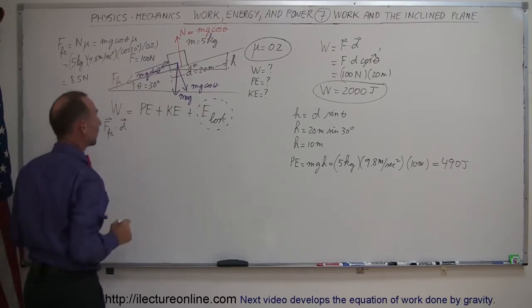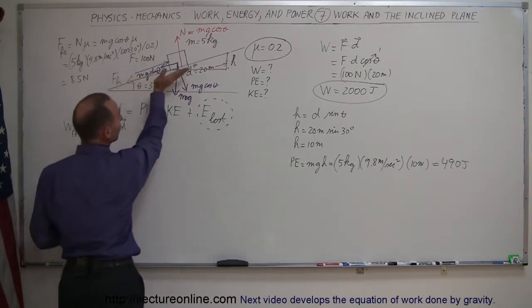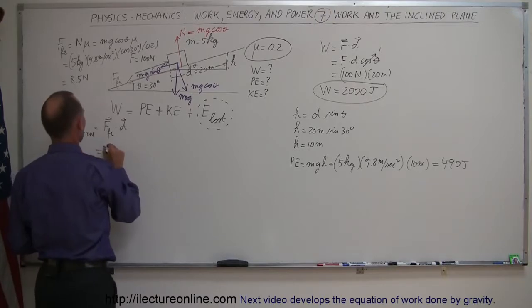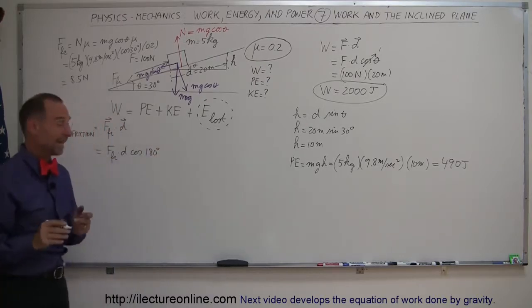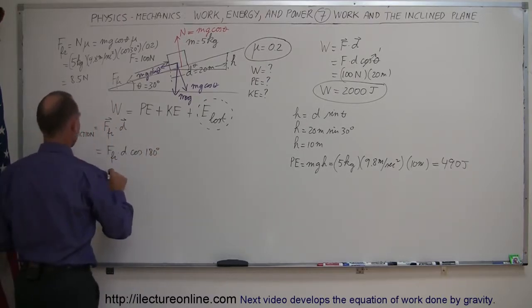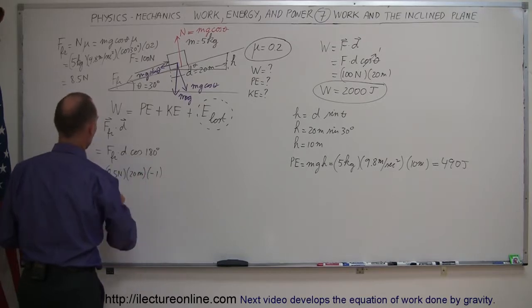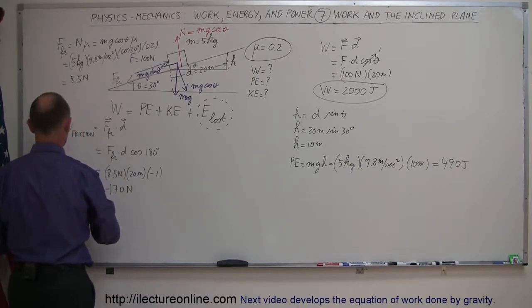And notice these are vector quantities. But in this case, the friction force is pointing in this direction, and the displacement is in that direction. That's 180 degrees apart, which means that this is equal to the magnitude of the friction force times the magnitude of the displacement times the cosine of 180 degrees, which of course is a -1. So this is equal to 8.5 newtons times a distance of 20 meters times the -1. So this is equal to -170, which is the work done by the friction.